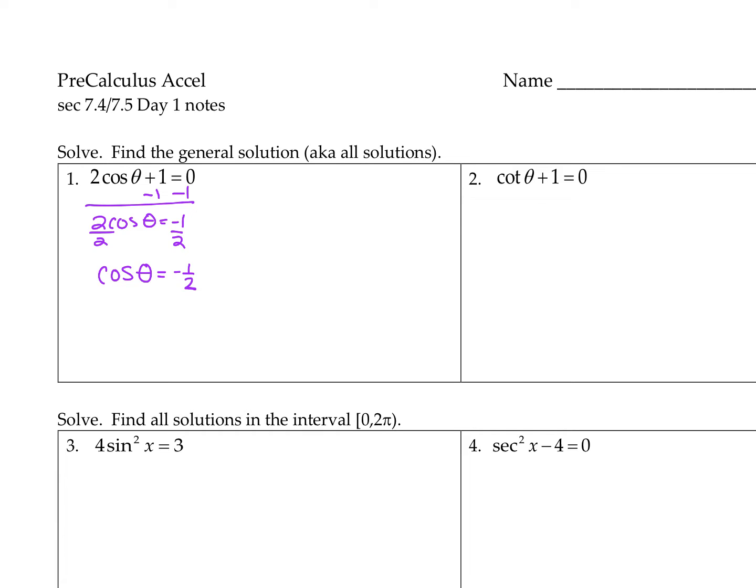Now, I want to think about where my cosine is negative 1/2. Well, cosine is negative in quadrant 2, so that'd be at 2 pi over 3. And in quadrant 3, which would be 4 pi over 3.